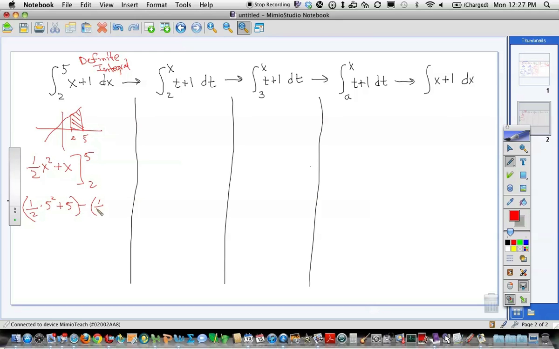And then I'd have 1/2 times 2 squared plus 2. And this would be 25 halves plus 5. This would be 4 times a half is 2, 2 plus 2 is 4. What's that? 12.5 plus 5 is 17.5 minus 4. This would be 13.5. So it's just a number. A definite integral, just a number. That's how we could do that.